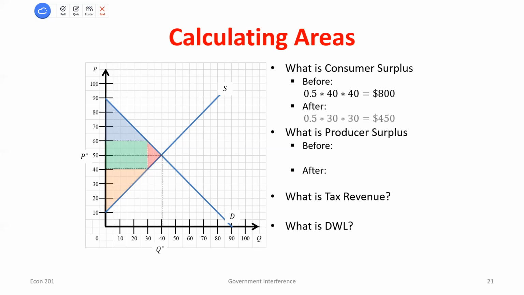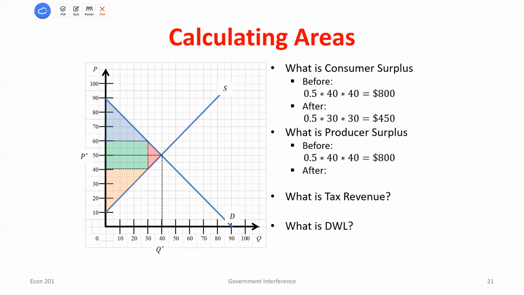But think about what was producer surplus before. Well, that would have been the entire triangle here. The base would be 40. It goes from 10 to 50. So the height was 40 as well. And I kept this nice and easy, 40 times 1/2. Producer surplus started out exactly the same as consumer surplus.